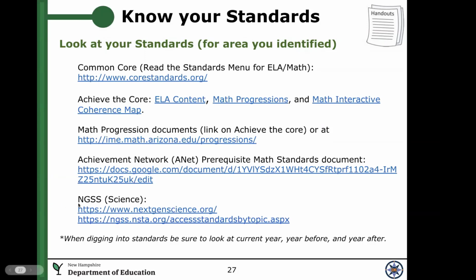And then these are the two NGSS sites that we have for you to look at your standards and dig into them. We really recommend that you look at not just your year, but also at what came before you and what's coming after you. It gives you a sense of what the foundations were before they get to your grade level and where you're going beyond it. Not that you want to be teaching standards that aren't in your grade level, but it gives you a little more understanding of the level of knowledge that students need to have at your particular grade level.